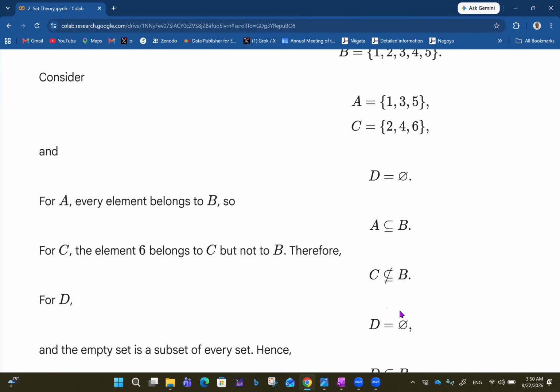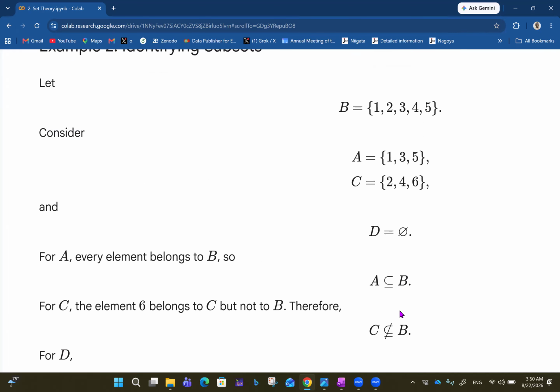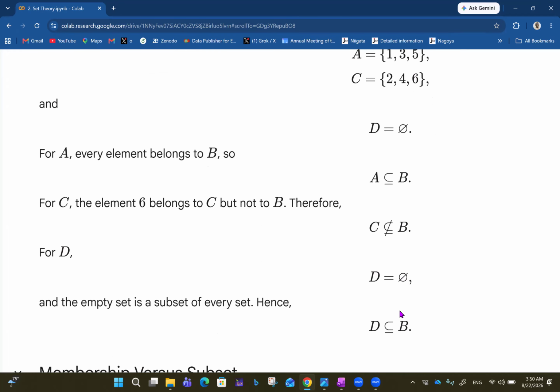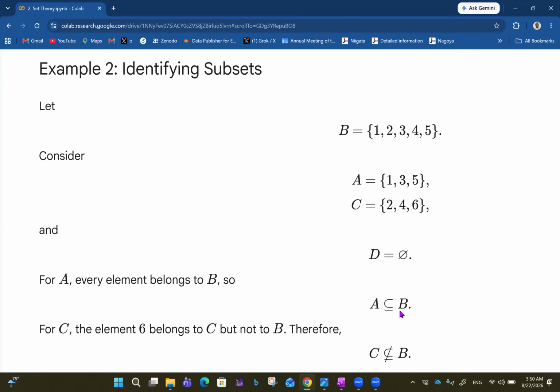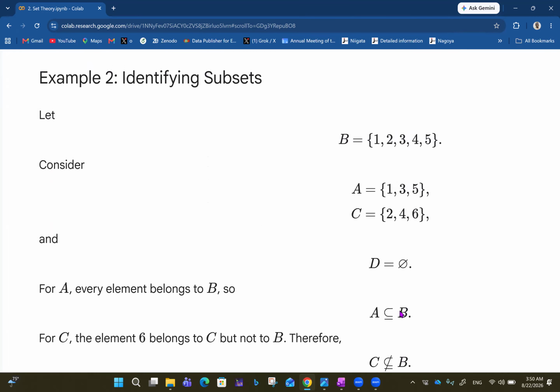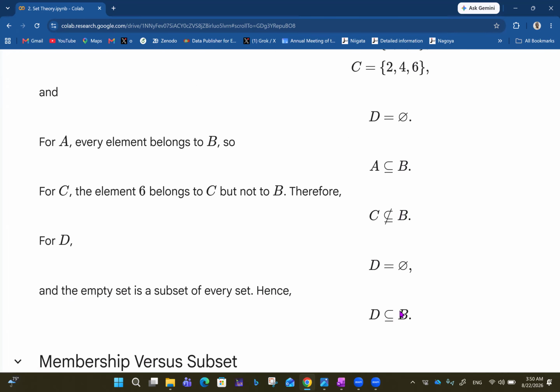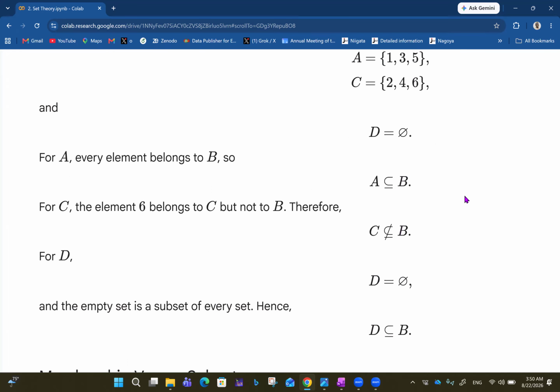So that means A is a subset of B. In fact, A is a proper subset of B, so you can remove the equality. Then for C, 2, 4, 6. You have 2 and 4 in B, but 6 is not there. So you can say C is not a subset of B just because of that 6.